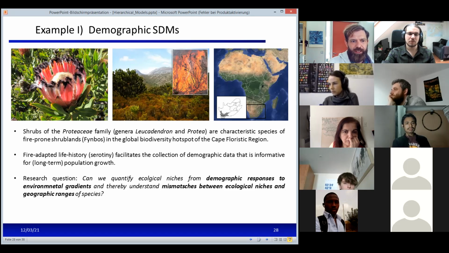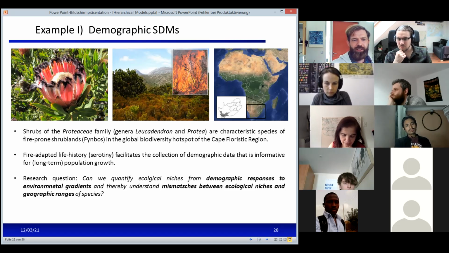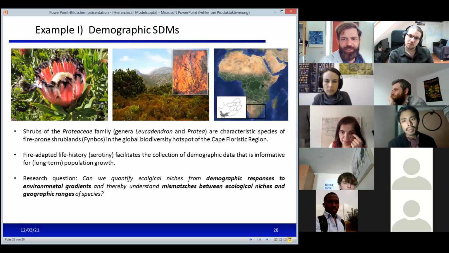but where we try to understand the ecological niche of species from the response of demographic rates to environmental gradients, and then be able to quantify the niches of species independent from the occurrence data, and also be able to understand mismatches between niches and geographic ranges of species. And we do this for our favorite model organisms, proteaceae shrubs in South Africa.